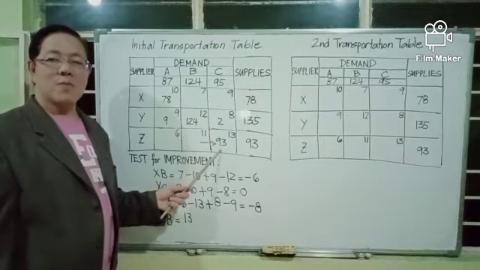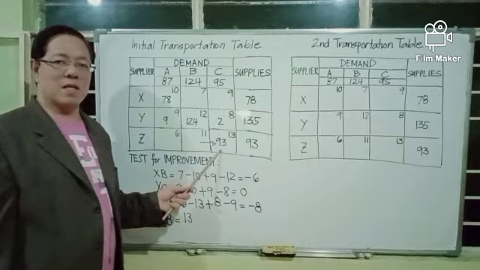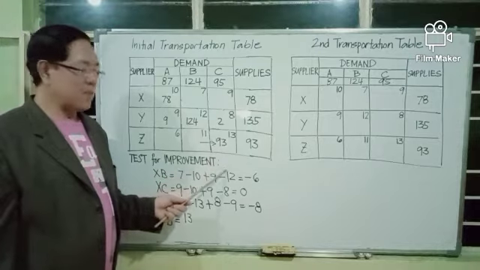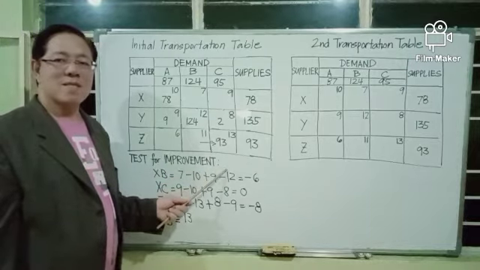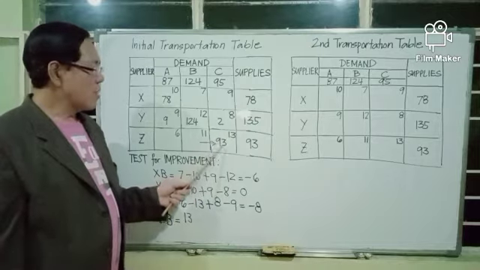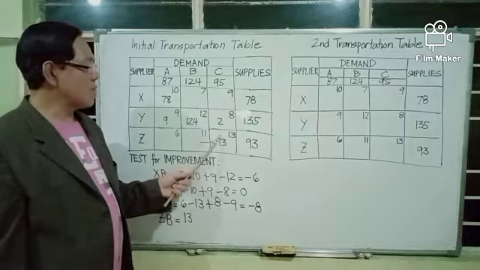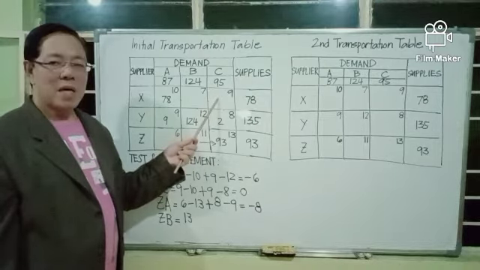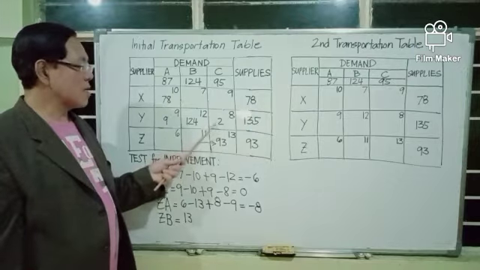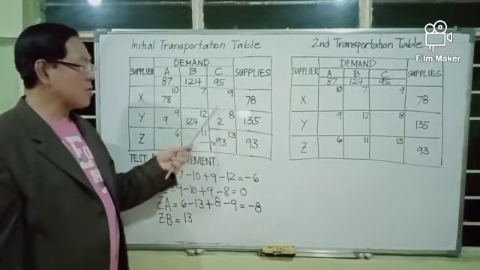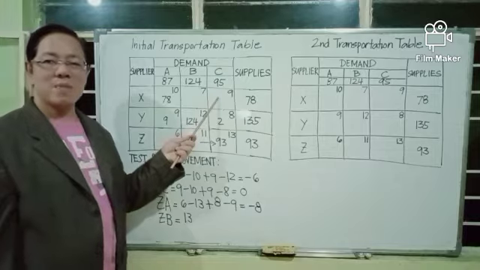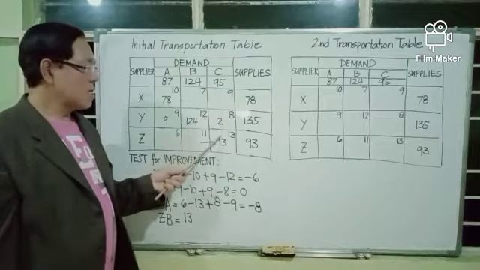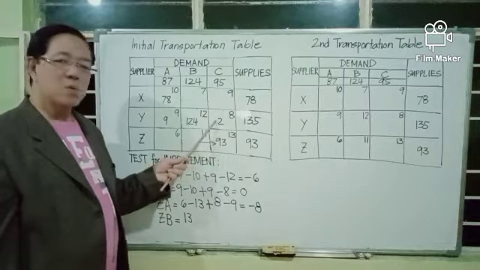And from 93, we move vertically, upward or downward. We cannot move vertically downward because we will be out of the transportation table. So we move vertically upward, and we cannot move vertically upward up to this cell because it's vacant. You can skip this cell, and from 93 move straight to this cell, but it is vacant. So we do not move to this vacant cell. Hence, we move vertically upward up to 2 only.